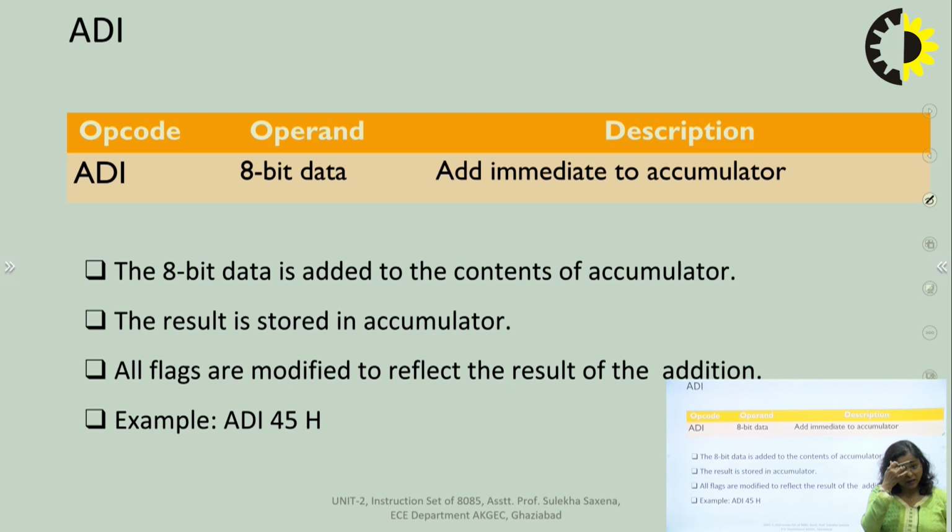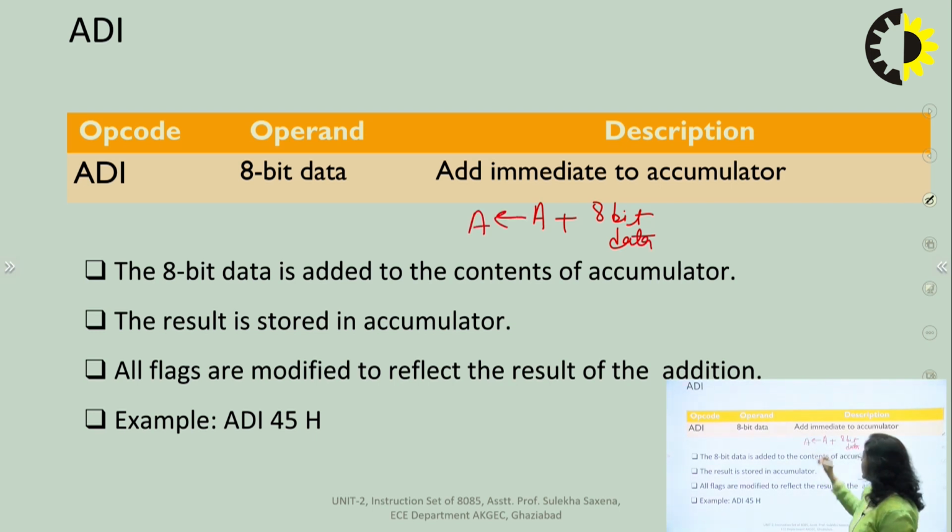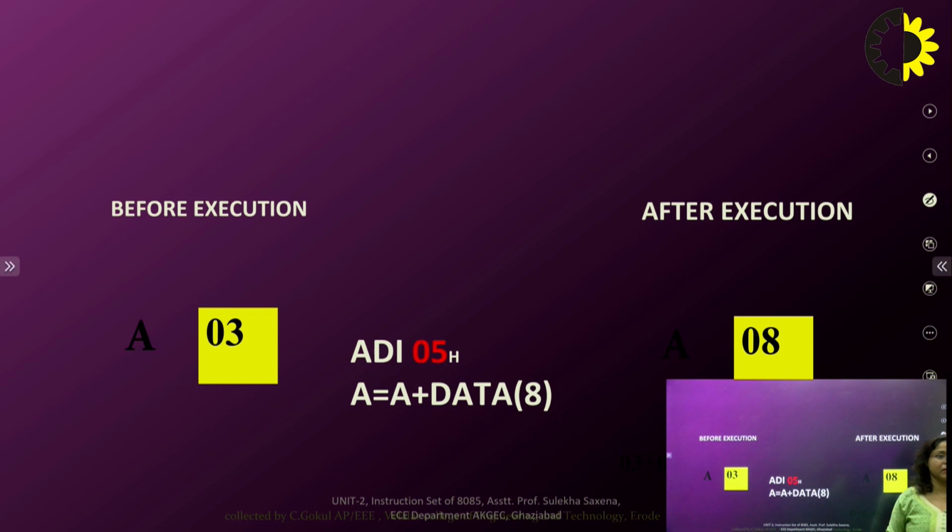The third is ADI, that is, add immediate 8-bit data to accumulator. This instruction performs the addition of accumulator with the 8-bit data specified in the instruction and stores the result in accumulator. So, let before execution accumulator contain 03, and if we run ADI 05, then 05 is added to accumulator value, that is 3, and the result in accumulator will be 08.